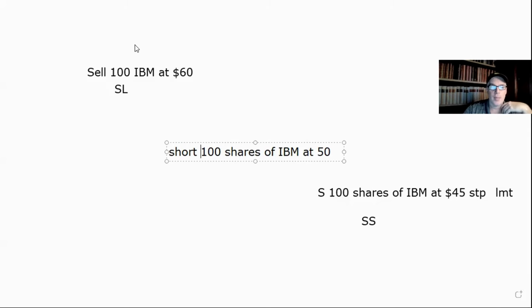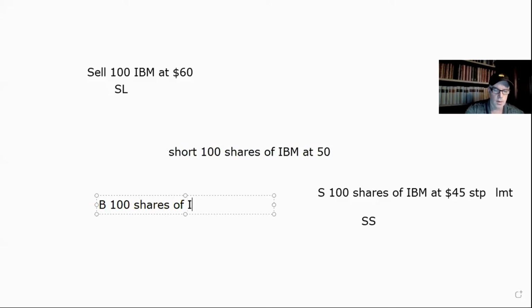So let's say we did our math, and we said, okay, I think it's going to go to 40, and I think that's a good place to buy. So I'll place a buy 100 shares of IBM at 40. That means I'm willing to buy it at 40 or lower, and I'm placing that below the market.